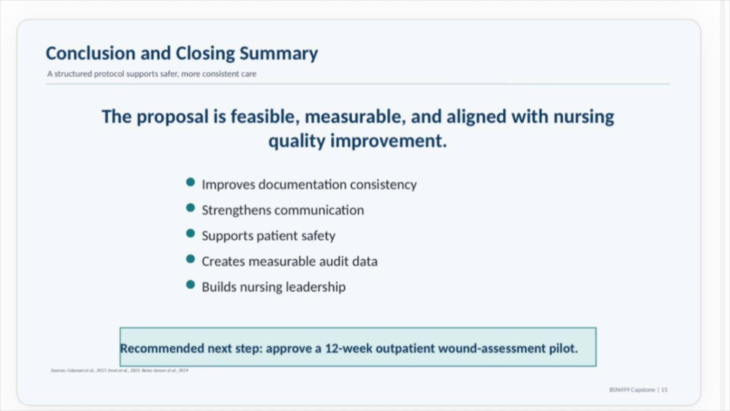Slide 16, Conclusion and Closing Summary. In conclusion, the standardized wound assessment protocol is a feasible quality improvement project for an outpatient wound care clinic. It addresses a meaningful documentation problem through evidence-based assessment elements, staff education, competency validation, and chart audit feedback. The project does not require major new equipment or a large direct budget, but it does require leadership approval, staff participation, and a commitment to use the results for improvement.